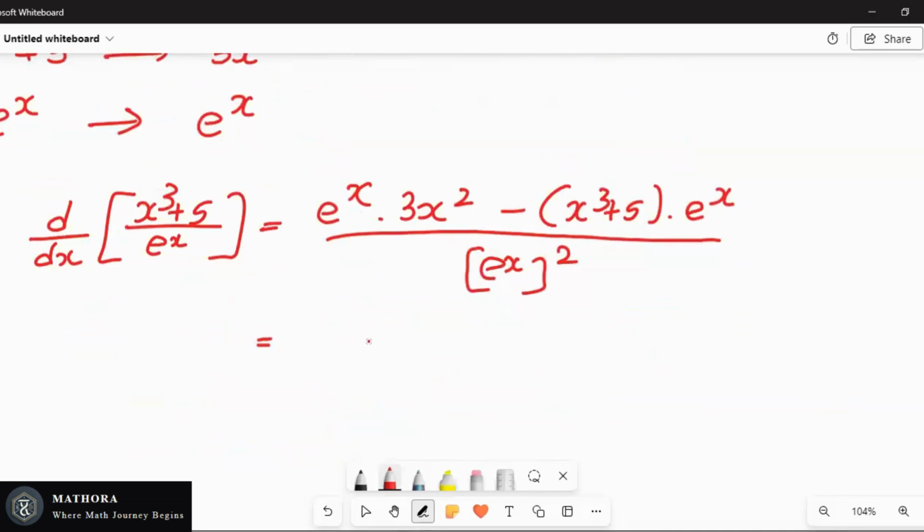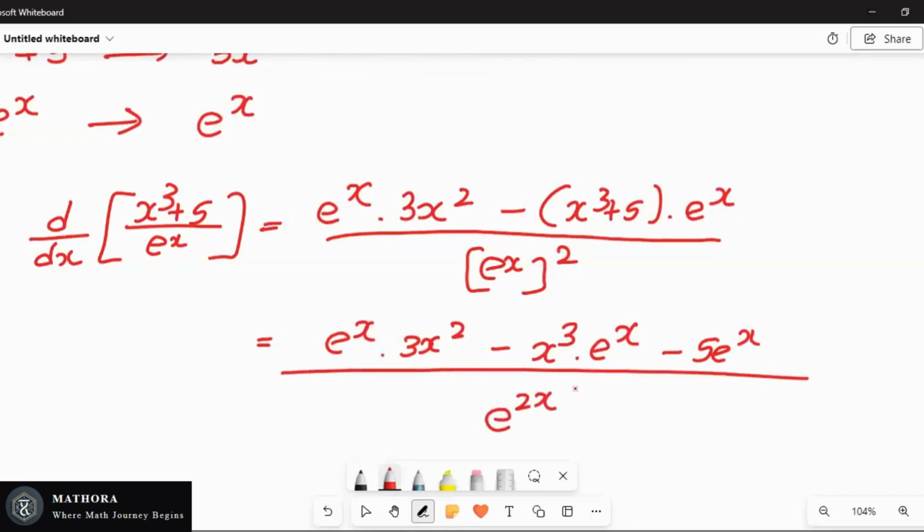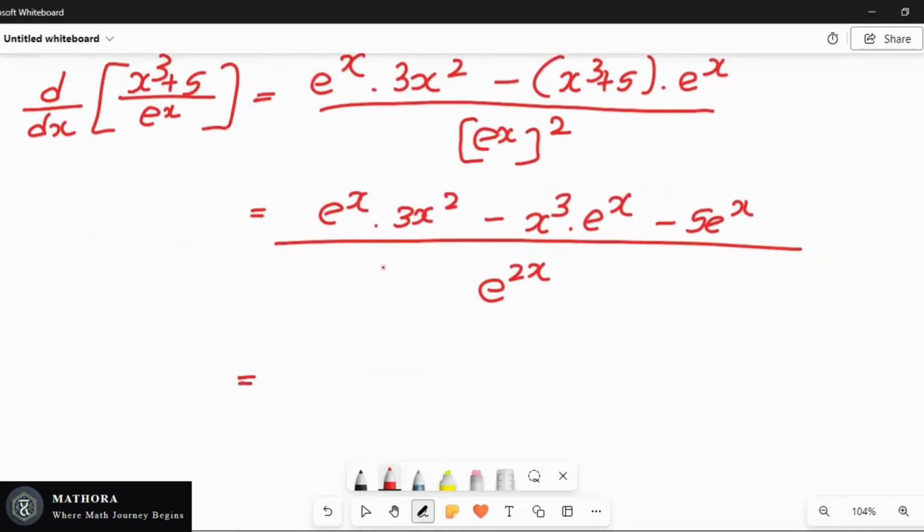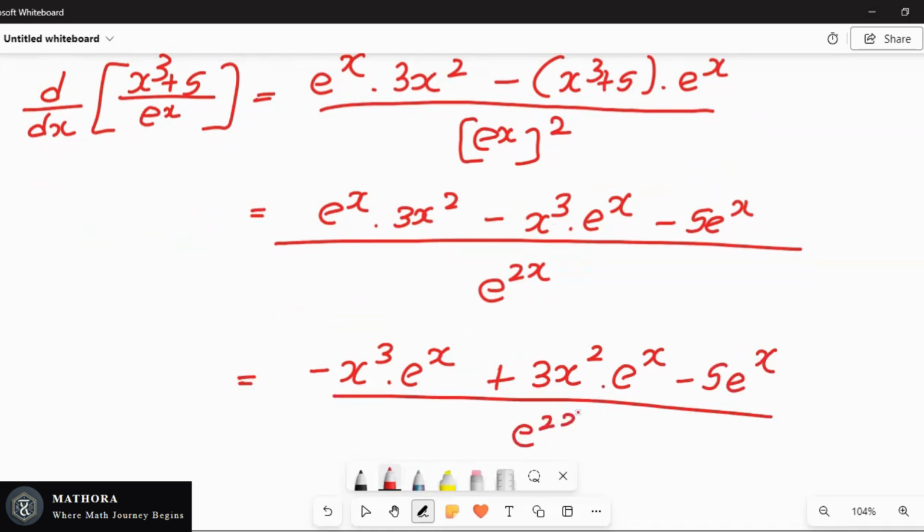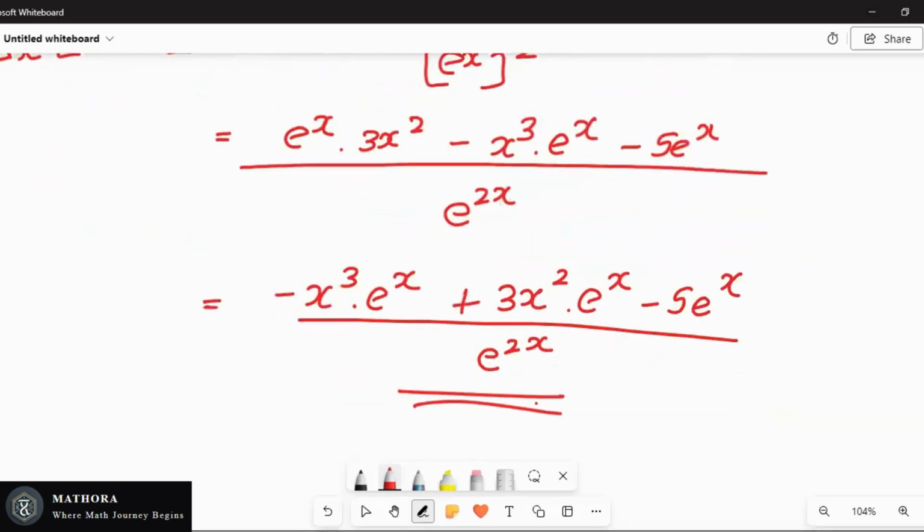If you simplify this a bit, e to the x times 3x squared minus x to the power of 3 times e to the x minus 5e to the x, divided by e to the power of 2x. You can't simplify this further, so you can write it as x to the power of 3 times e to the x plus 3 times x to the power of 2 times e to the x minus 5e to the x, divided by e to the power of 2x. So this is the answer.